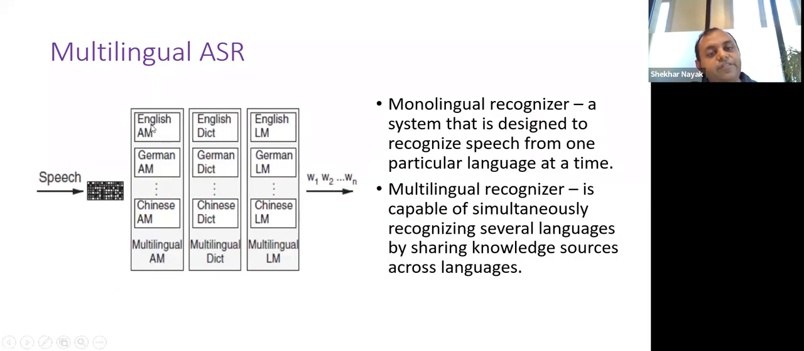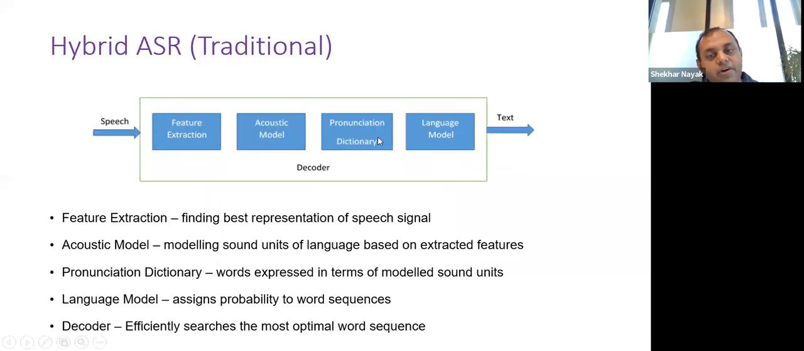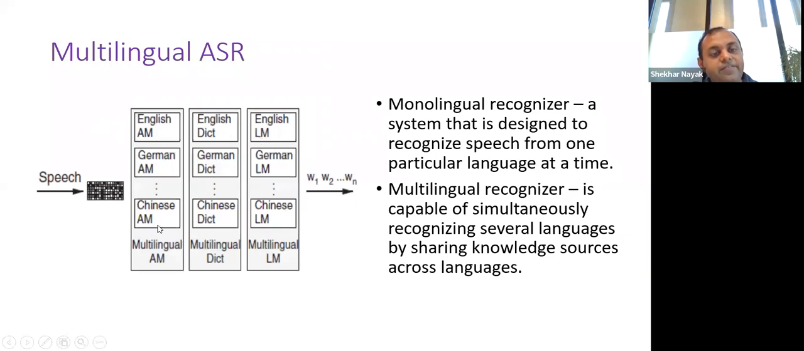Each of these components, the acoustic model, pronunciation dictionary, and language model, has to be built for each language. This example has English, German, Chinese, and some other languages. For each of these languages you have acoustic models. There can be a multilingual acoustic model which shares the knowledge across these languages. Similarly, there can be a multilingual language model which shares knowledge across these languages. So basically, the difference between the two is that you can recognize several languages simultaneously in a completely multilingual recognizer.